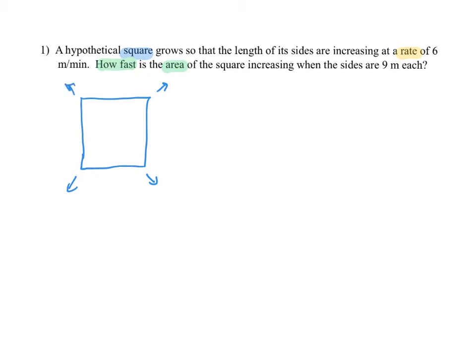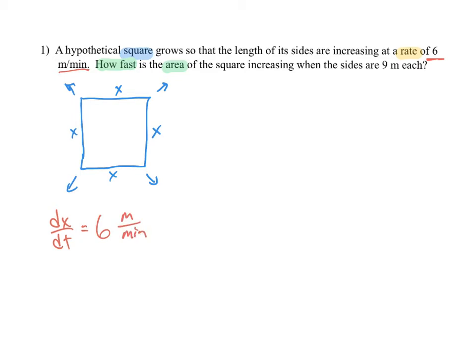This thing's growing. The sides are increasing at 6 meters per minute. So the sides are changing. So I label the things that are changing with a variable. And since this is a square, these are all x. And they're telling us that the rate at which those sides are increasing is 6 meters per minute. So they're telling us a derivative, right? Rates are derivatives. The derivative that they're telling us is dx over dt, the rate of change of x with respect to time. So dx over dt is increasing at 6 meters per minute. So that's a positive 6.